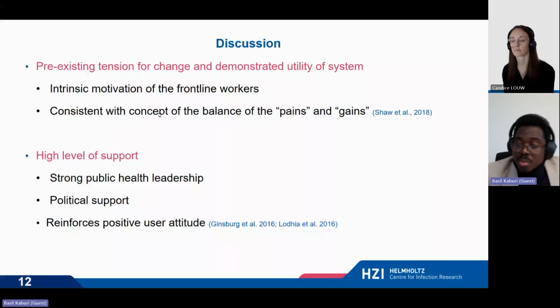The high-level support that came, particularly during the pandemic, was also very motivating, in the sense that as a country, when the president and the vice president say that this is the tool we are using for our pandemic response, then even those who were not very motivated get on board, because the country was moving in one direction and they couldn't afford to be left behind. So this high-level stewardship from the technical leadership of the Ghana Health Service and the political establishment was also reinforcing of the positive attitude of the users and facilitated a lot the implementation.